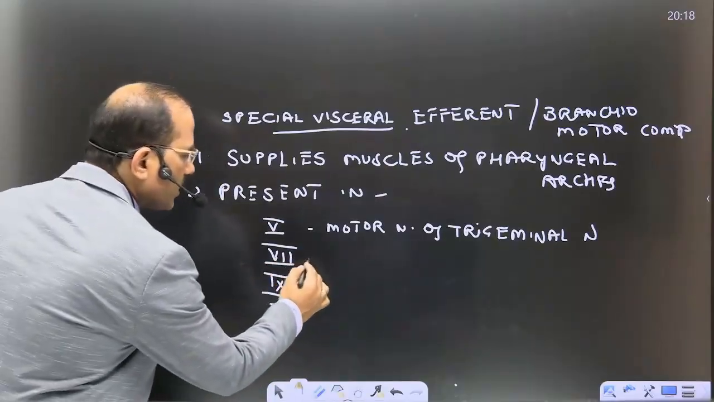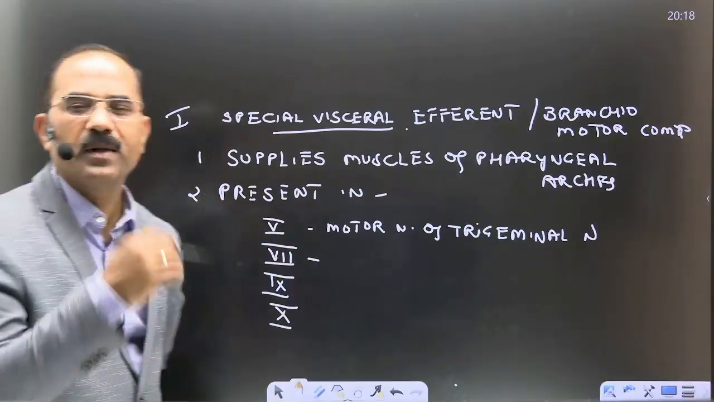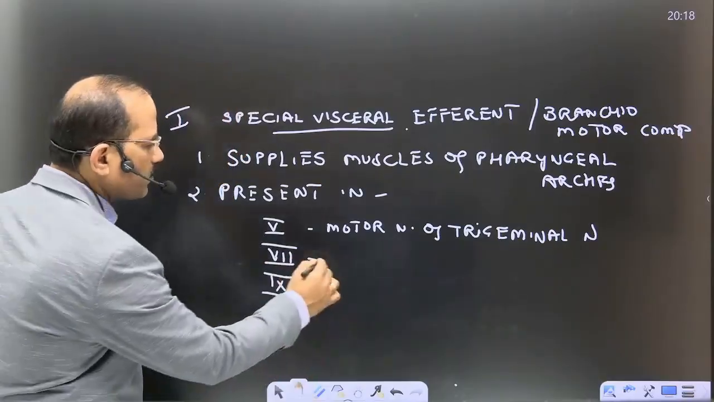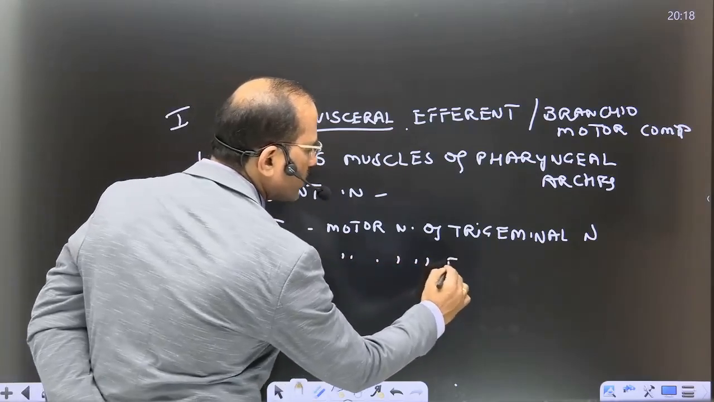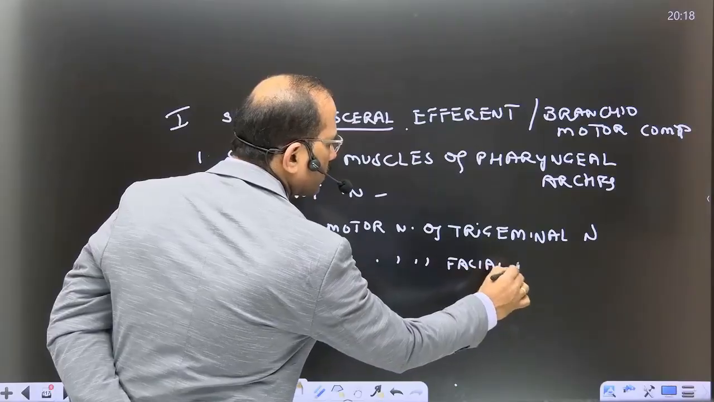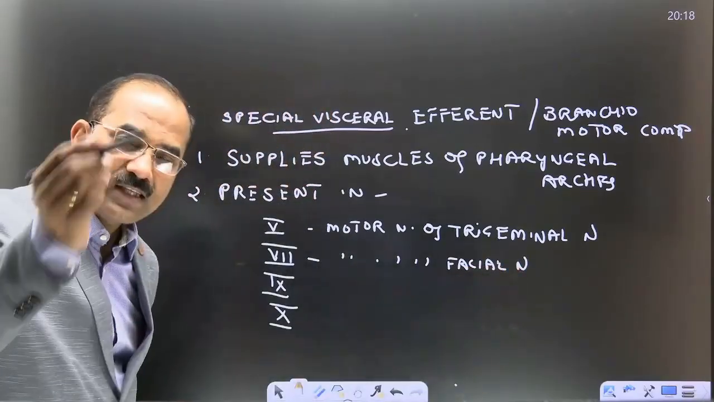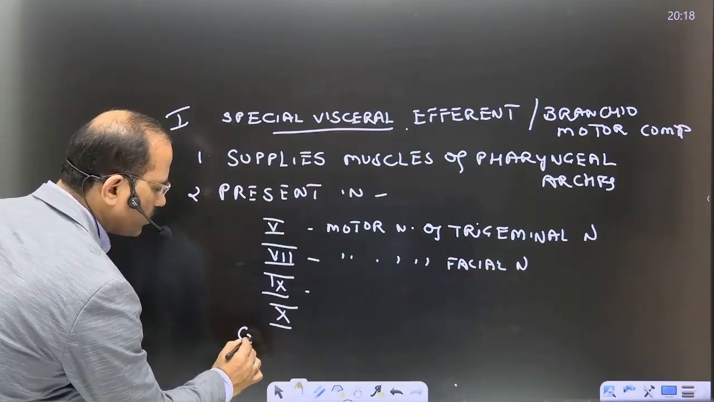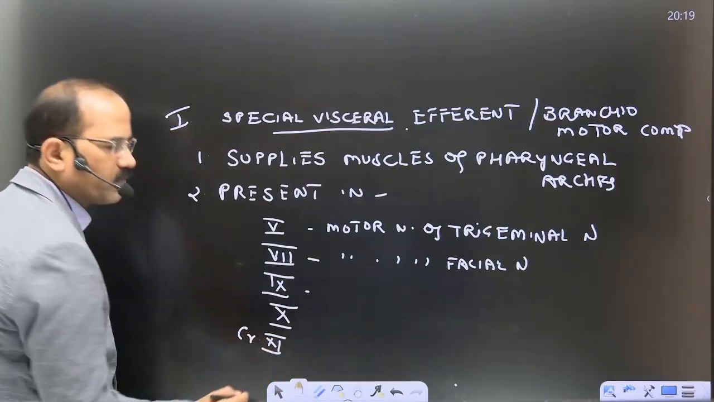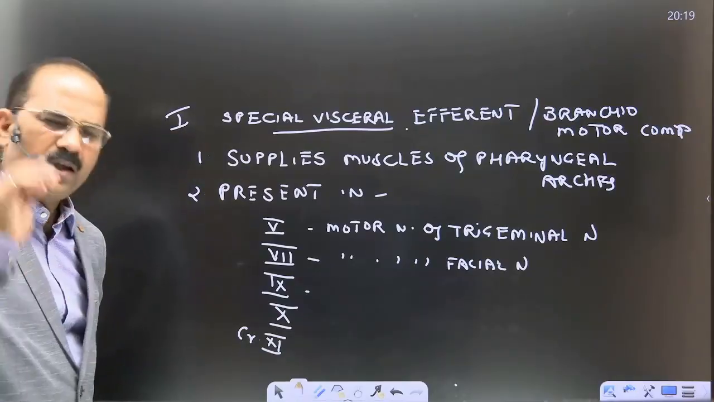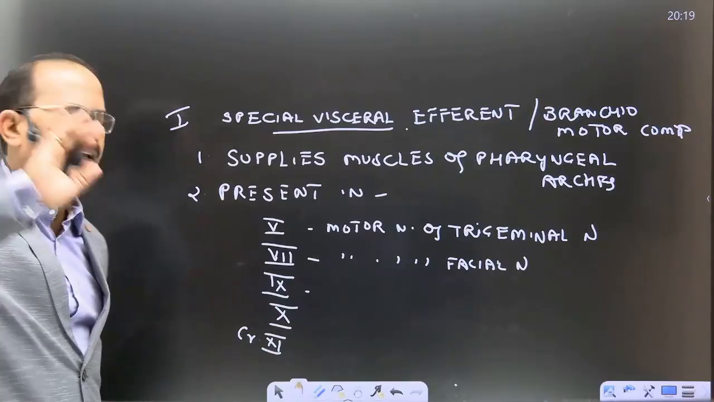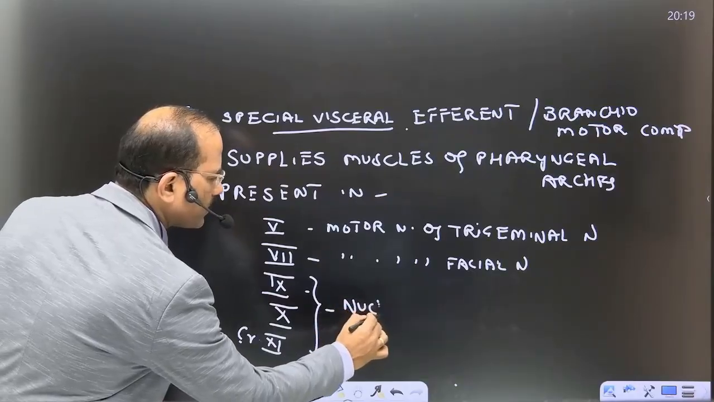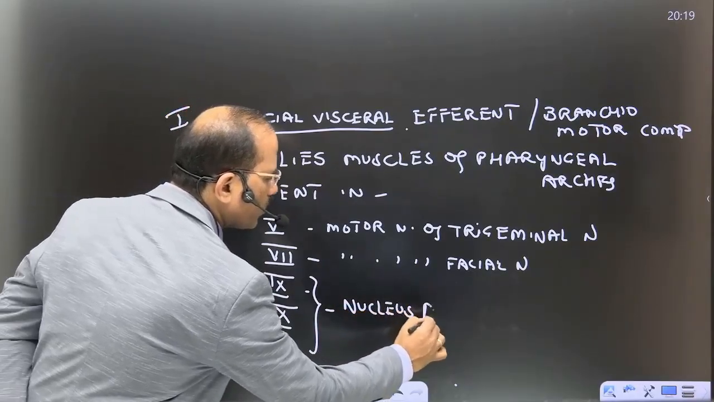Now, what is the name of the nucleus of the seventh nerve? The seventh nerve is going to supply the muscles of the second pharyngeal arch. So what is the name of the nucleus of the facial nerve? That's the motor nucleus of facial nerve. The motor nucleus of facial nerve is going to supply the muscles of the second pharyngeal arch. This for the 9th, 10th, and there is one more nerve, that's the cranial part of the 11th nerve. The cranial accessory goes everywhere with the vagus. So for the 9th, 10th, and cranial accessory, there's a common nucleus, and that is the nucleus ambiguus.